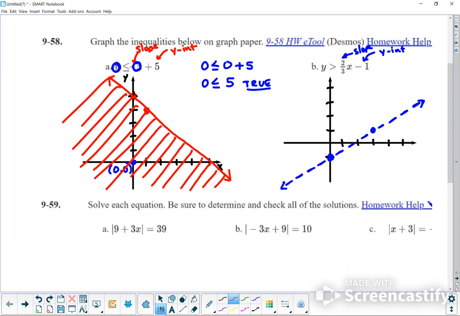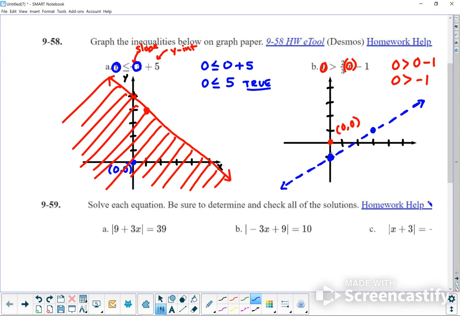Okay, and again, just like the previous round, we're going to pick a point. Easiest point to pick is 0, 0. And you're going to put that point into your inequality. So you can put 0 for x right there and 0 for y right there, and you're going to work this out. So this comes out to be 0 greater than 0 times 2/3, which is still 0, minus 1. And this says 0 is greater than 0 minus 1, which is just negative 1. So this says 0 is greater than negative 1, and that is absolutely true.